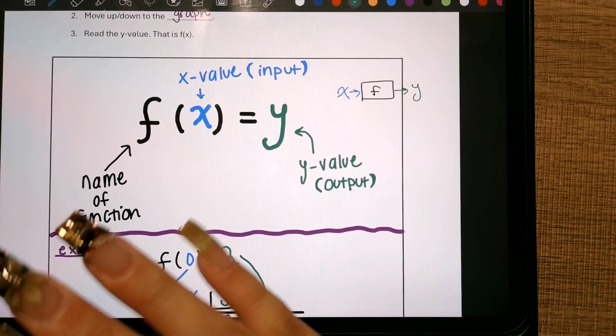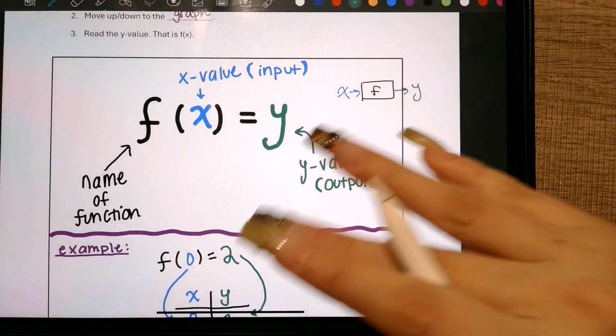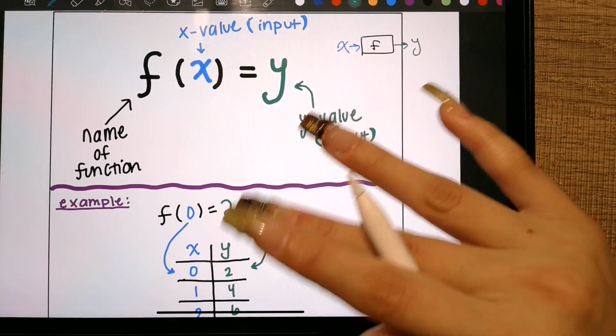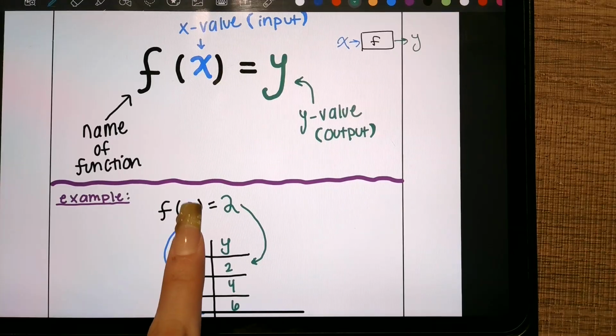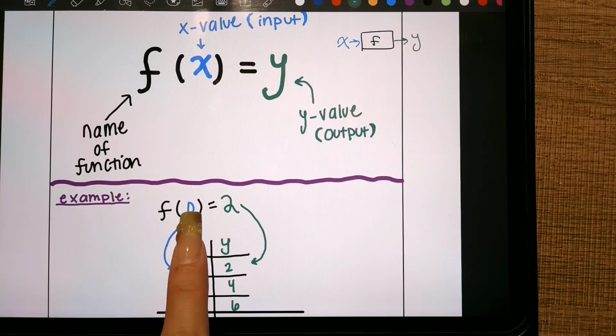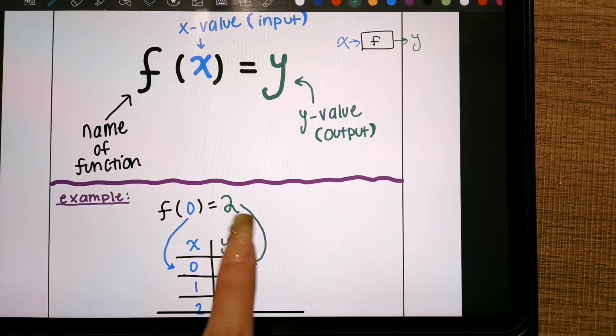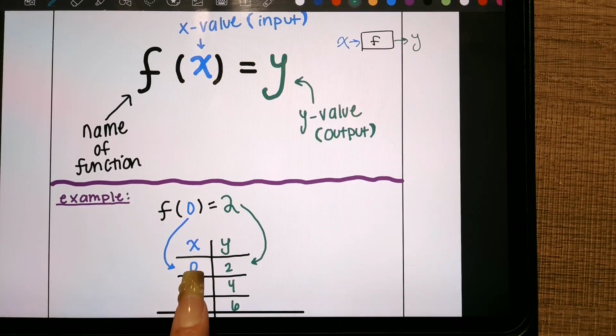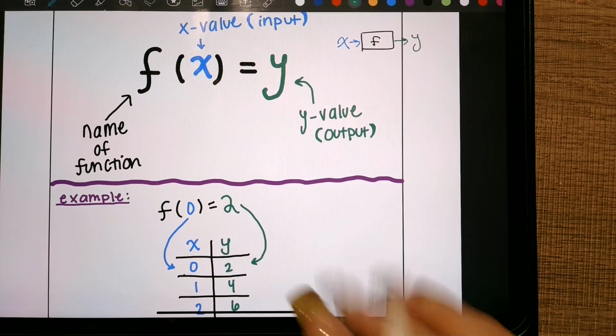So let's see what that means for us in a table. So here we have a table. And remember, this is f of x equals y. So f of x when x is 0 equals 2. Because when x is 0, my y is 2.